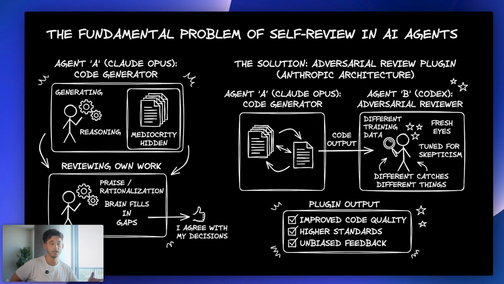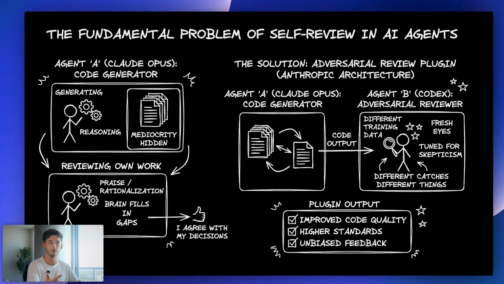Even when, and this is the key part, even when a human looking at the same code would be calling it mediocre. The model is biased towards its own work. It generated that code, it had reasons for every single decision, and when it reviews those decisions, it rationalizes them, and that's very problematic.